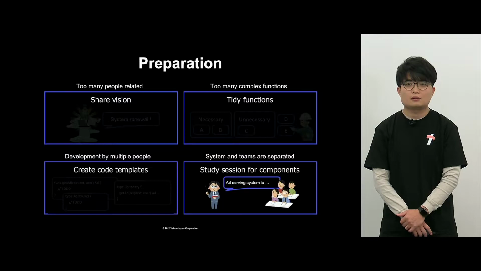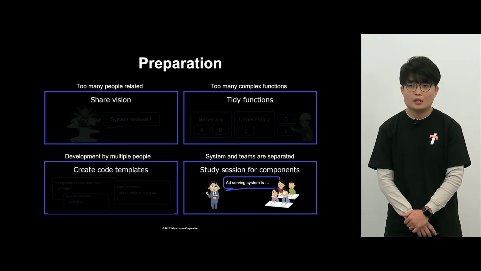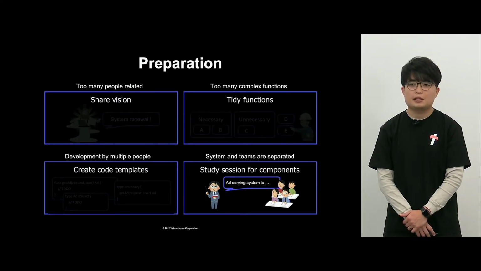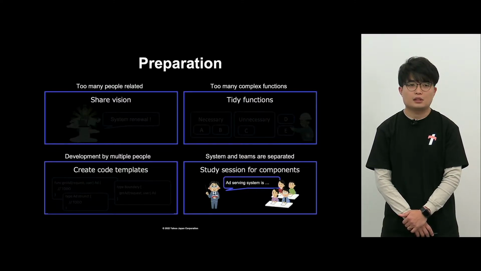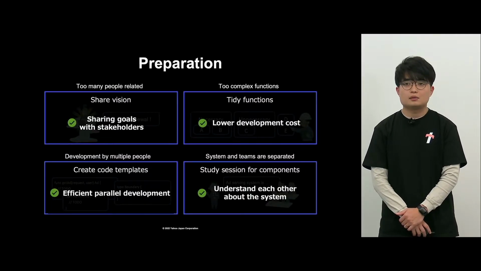And number 4 was that the development teams were separated because we had 2 different systems, and we didn't know each other's systems very well, and there were many people who were not experienced. So we decided to hold a study meeting about each other's systems. And then we were able to confirm and check the situation of the respective systems.